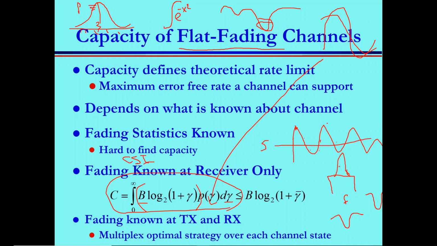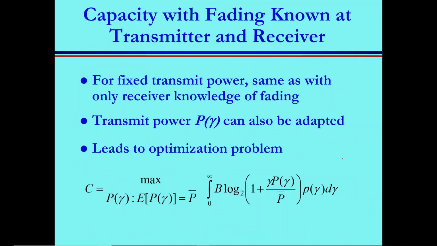So this is what you need to do when you have the knowledge of the channel at the transmitter, because the transmitter is responsible for sending the data, yes? Since you have this knowledge, you can utilize it effectively and accordingly determine what would be the power value of my signal at this frequency or at this point in time. For fixed transmit power, you transmit the same power over all the time instances, same as with only receiver knowledge of fading. This is exactly when you have no knowledge of the fading at the transmitter, you cannot do anything. That's why you just transmit equal power over all your data.